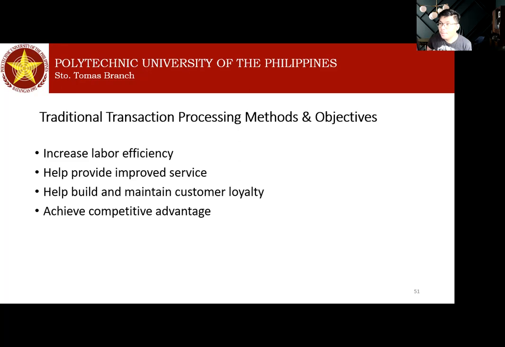Kasi madalas if we have an information system, kumbaga manually hindi na natin ginagawa yung pag-create ng data, the forms. Help provide improved service, mamaya discuss natin. Help build and maintain customer loyalty and achieve competitive advantage.